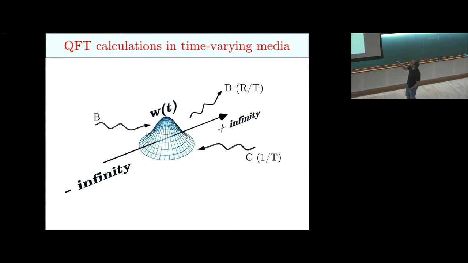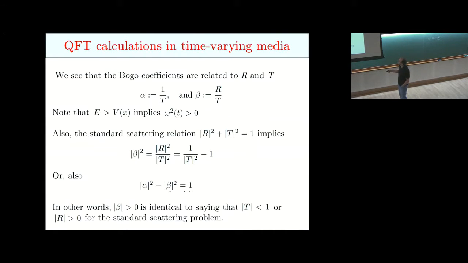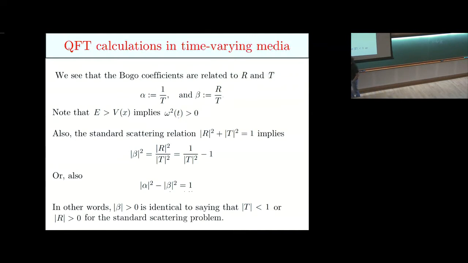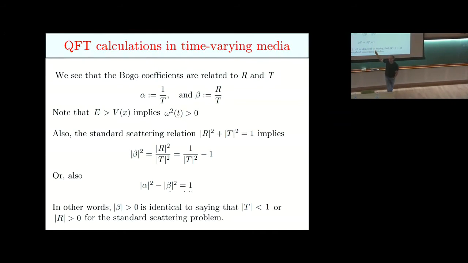So this would be R over T. This comes out as 1 over T. And if I just rewrite my energy conservation equation, R squared plus T squared equals 1, I get this relation for the beta, but using the fact that alpha is 1 over T, I get alpha squared minus beta squared equals 1. And this is the relation that tells me that not only do I have to have beta greater than 0, but every time I have beta greater than 0, I'm going to have amplification. Because if this grows, this also has to grow in order to maintain the difference equal to 1.